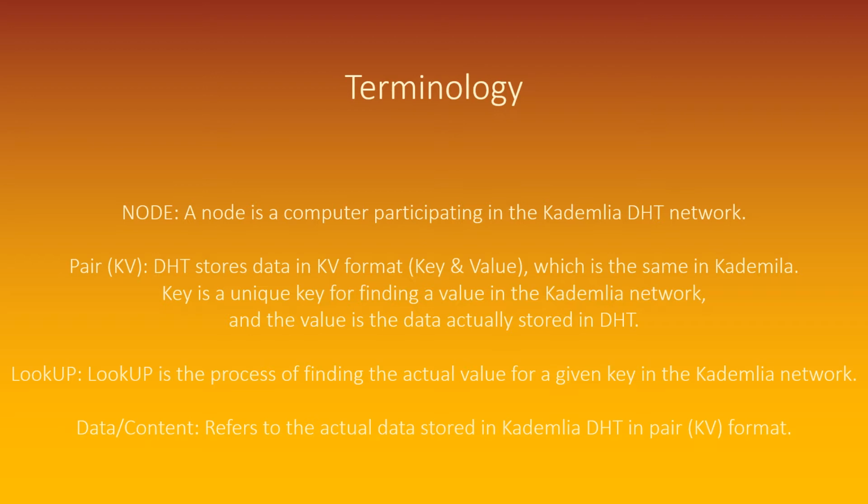And the other terminology is lookup. Lookup is the process of finding the actual value for a given key in the Kademlia network. And next we have data or content. It refers to the actual data stored in the Kademlia DHT in pair format. Pair in the sense of KV, key and value format. This is all about terminology, and let's go to the next slide.